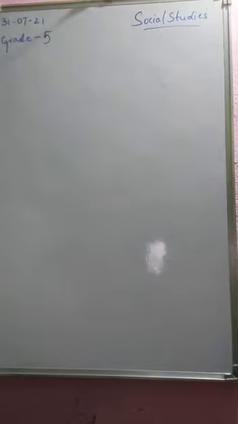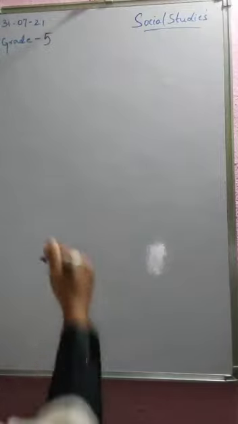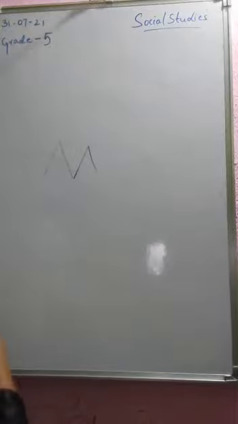As we all learned about the major landforms, what are the major landforms there? Those are the mountains, plateaus, plains, deserts, and among them we came across the mountains. What we learned about the mountains? The mountains, first and foremost, what are mountains? They are the raised portion of Earth's surface which are higher than the surroundings.